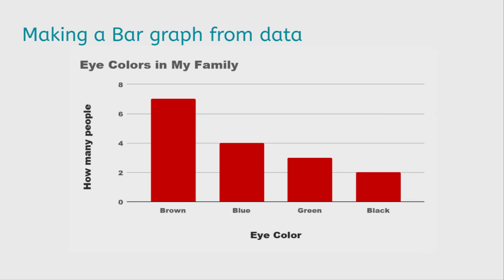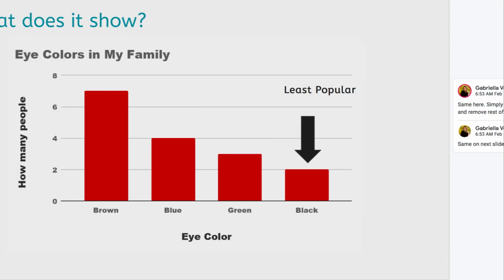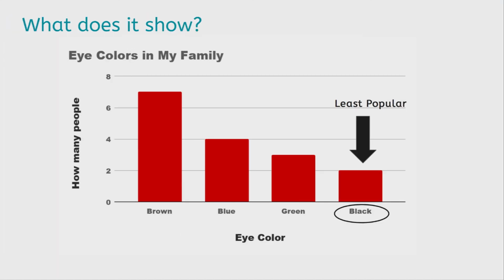And the same is true for the minority, or the least popular eye color in our family. This means the least amount of people have that color. So it's going to be the shortest bar on the graph. And I can see which one is the shortest. It's the black eye bar. So that means that black eyes are the least popular in our family.